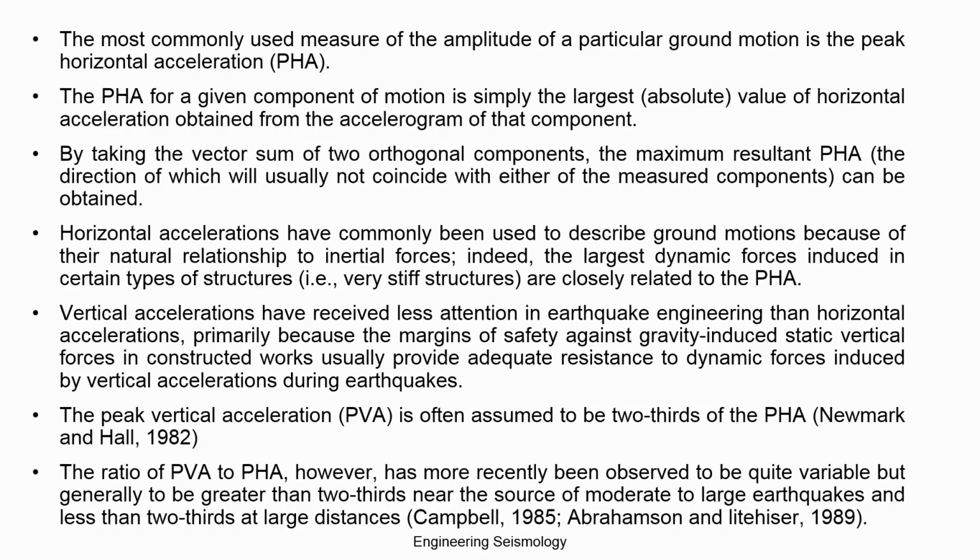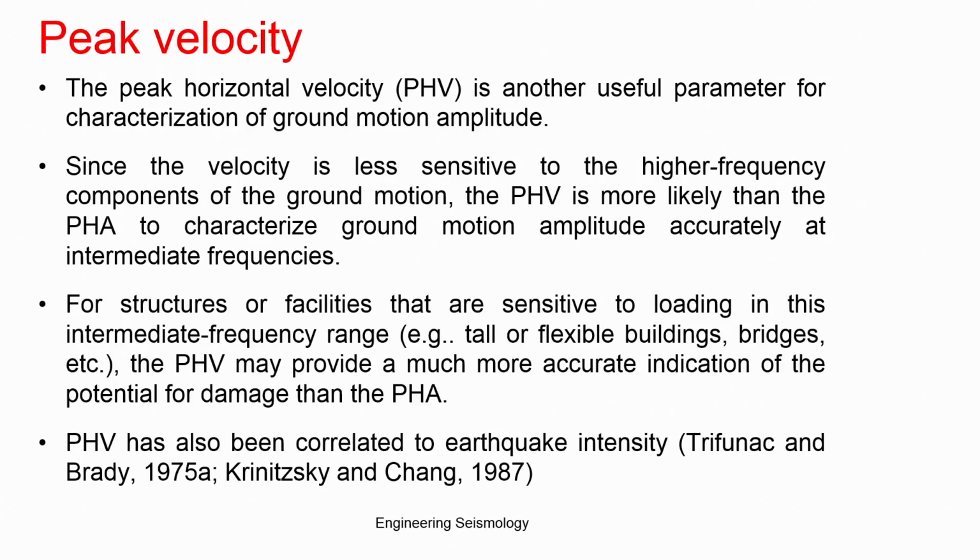So, if you are constructing high frequency structures, then you should consider peak ground acceleration or peak horizontal acceleration for the design parameters. The next one is peak velocity. The peak horizontal velocity or peak ground velocity is another useful parameter for characterization of the ground motion amplitude. Since velocity is less sensitive to the high frequency component of the ground motion, the PHV is more likely than PHA to characterize the ground motion amplitude accurately for intermediate frequencies.